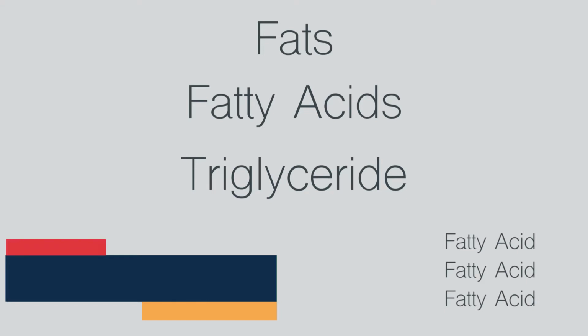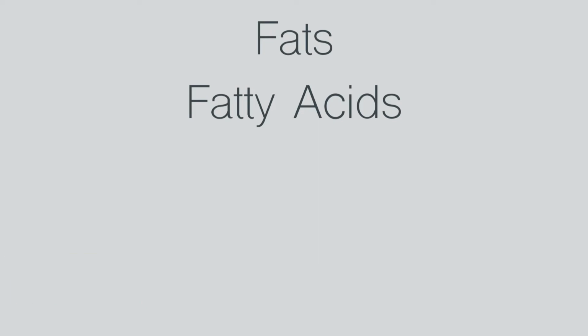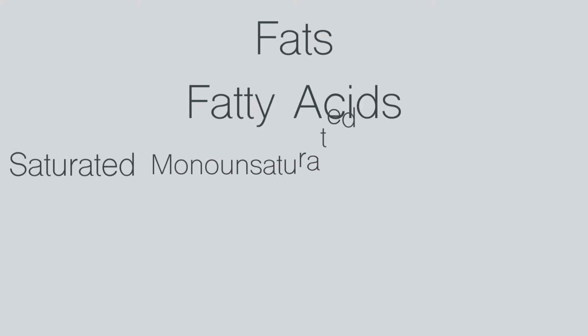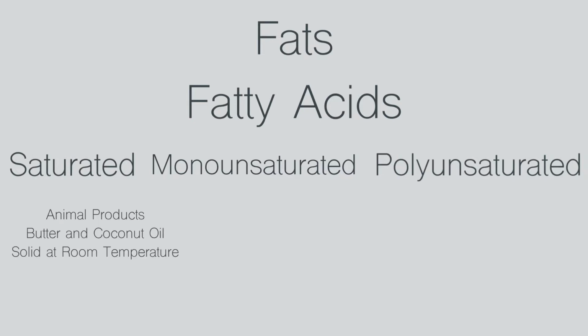Just like the building blocks of carbohydrates and proteins, fatty acids are broken down into different categories. And the 3 categories for fatty acids are saturated, monounsaturated, and polyunsaturated. Examples of saturated fats are fats from animals, butter, coconut oil. These are the fats that are solid at room temperature.